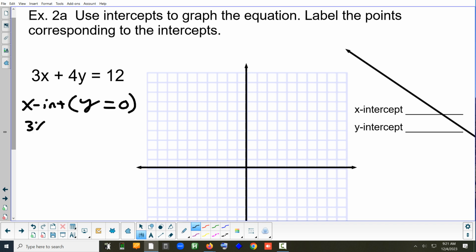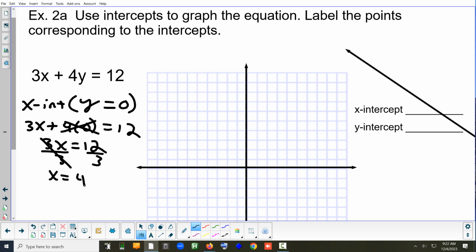So then we're going to have 3x plus 4 times 0 equals 12. What do we get, Molly, when we do 4 times 0? Zero, so this is gone. We just get 3x equals 12. And now divide each side by 3. We get x equals 4.